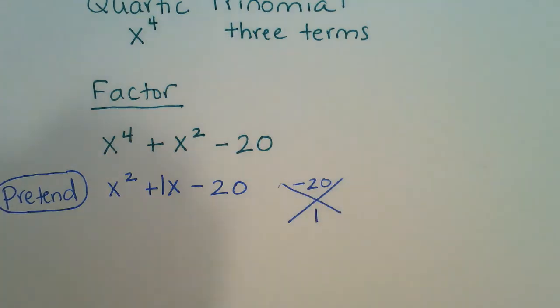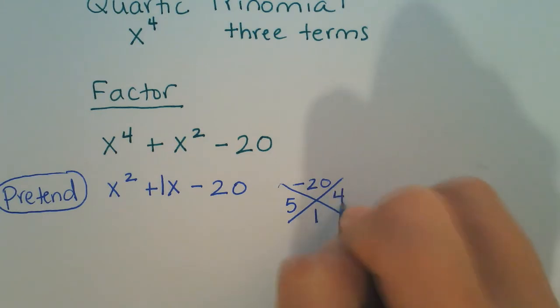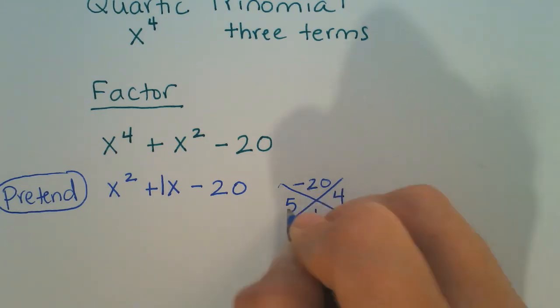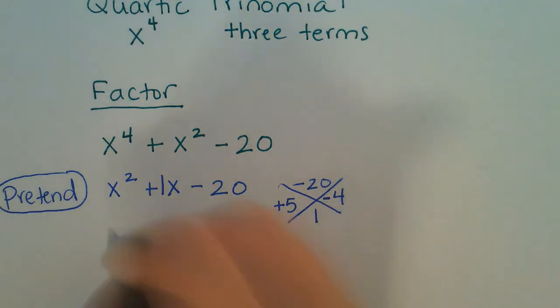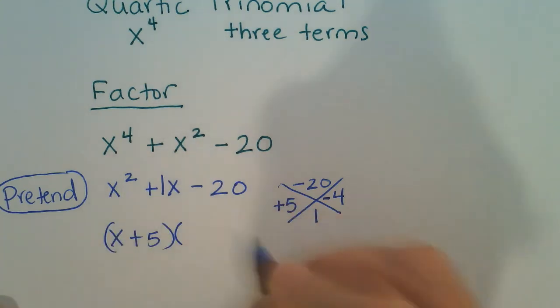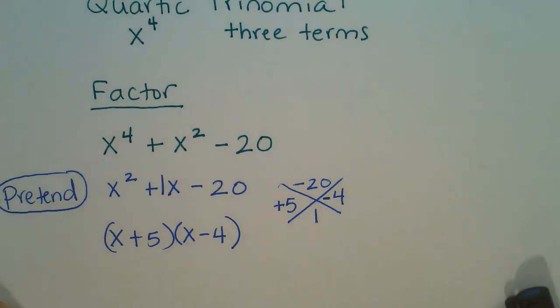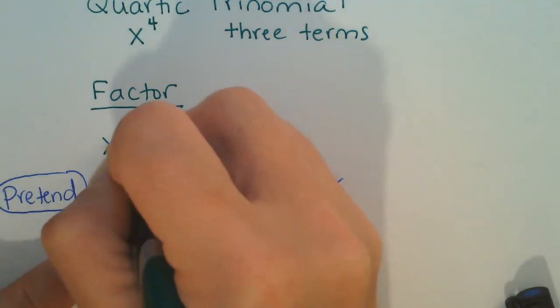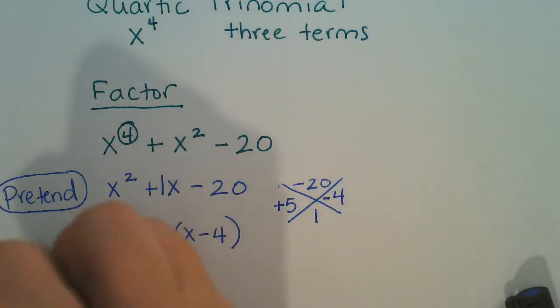So let's say 5 times 4 is 20, but it's got to be a negative 20, so I'm going to have opposite signs, a positive and a negative. So I'll write x plus 5 and x minus 4. But in this answer that I have so far, I only have 1, 2 x's, and originally there were 4. So I have to put the extra x's back in.